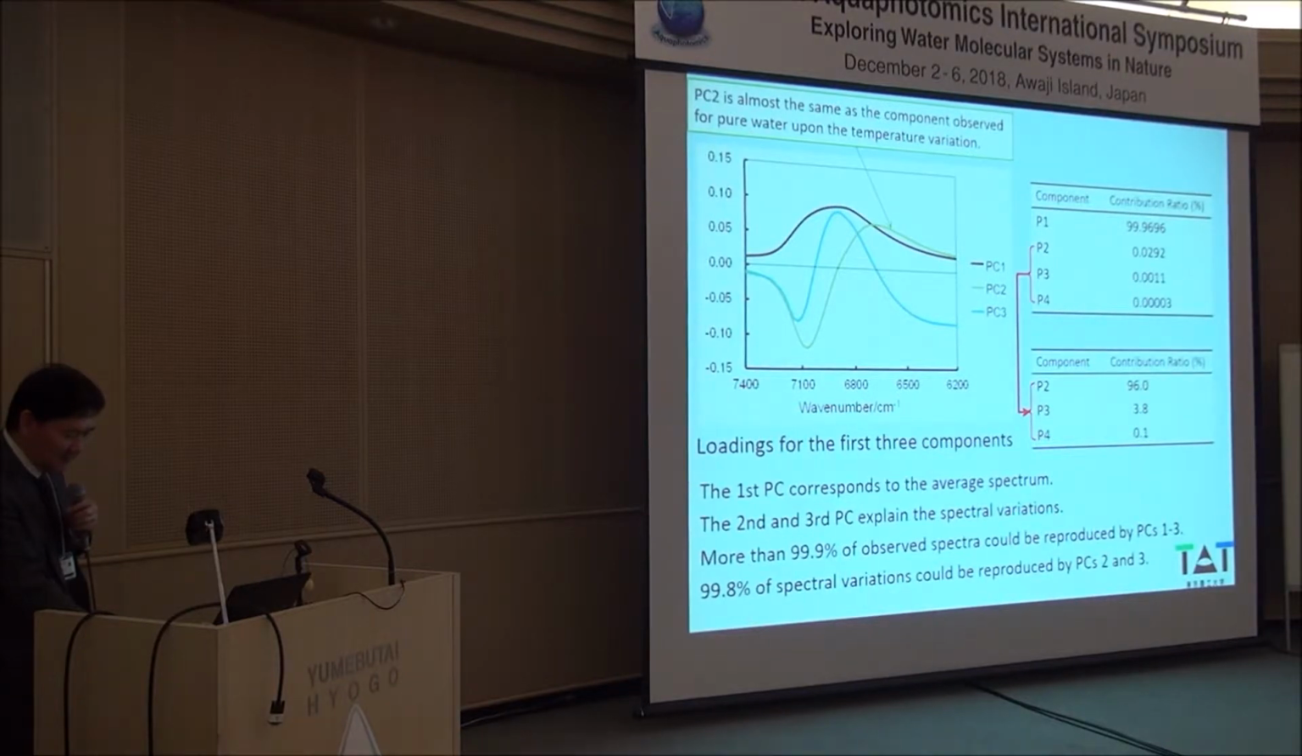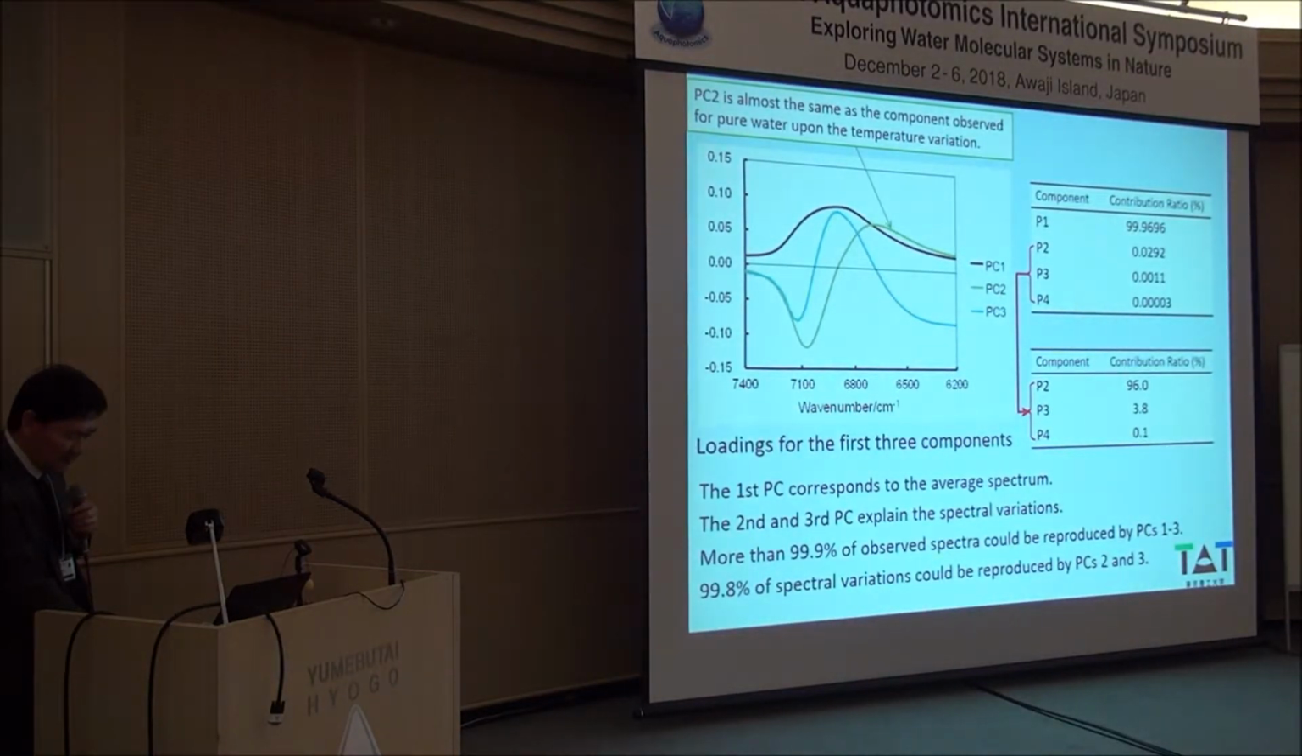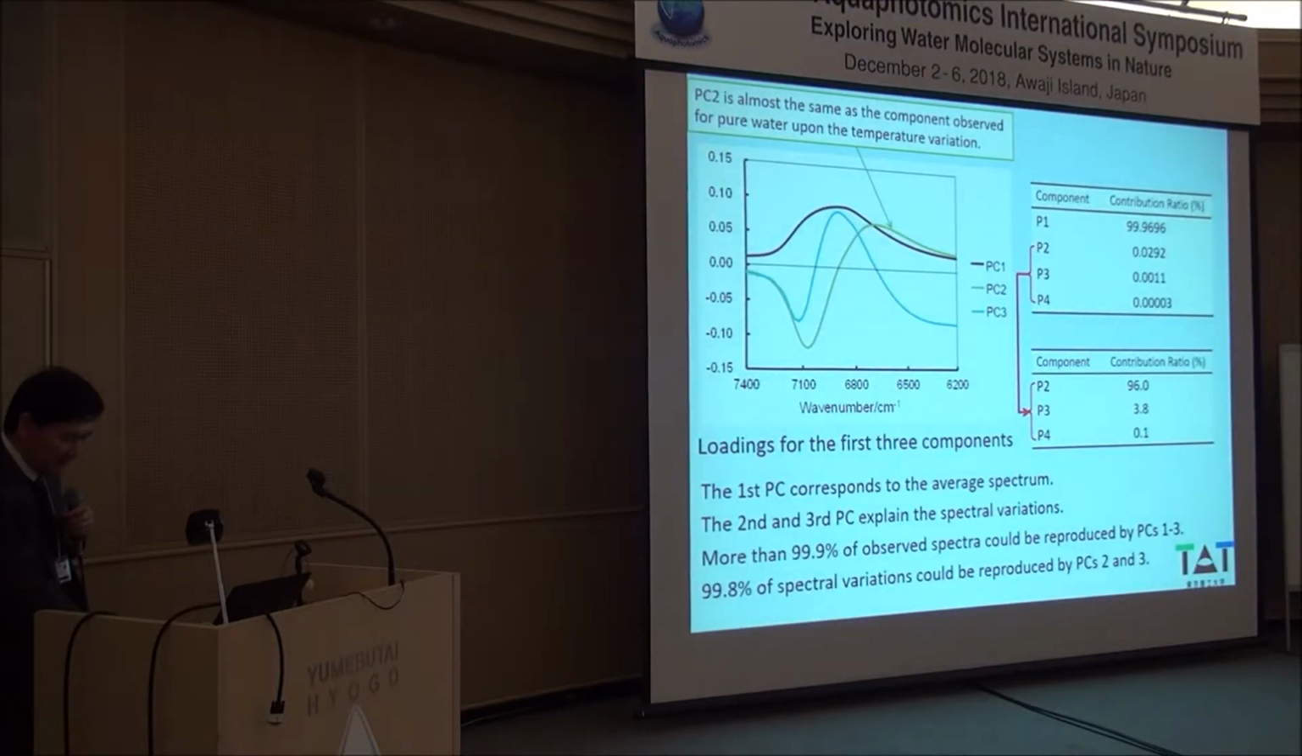The contribution ratio shows that more than 99.8% of observed spectra could be reproduced by these 3 components. Contribution ratios calculated excluding the first component revealed that more than 99.9% of the observed spectral variations could be reproduced by components 2 and 3. Complicated spectral variations are found to be composed of only 2 components. Really, it is an important finding.